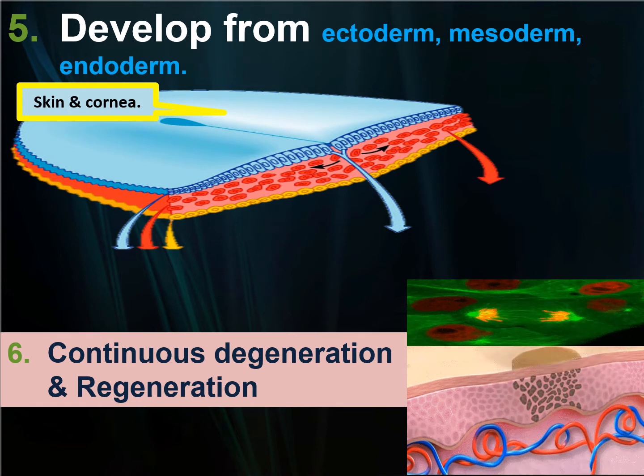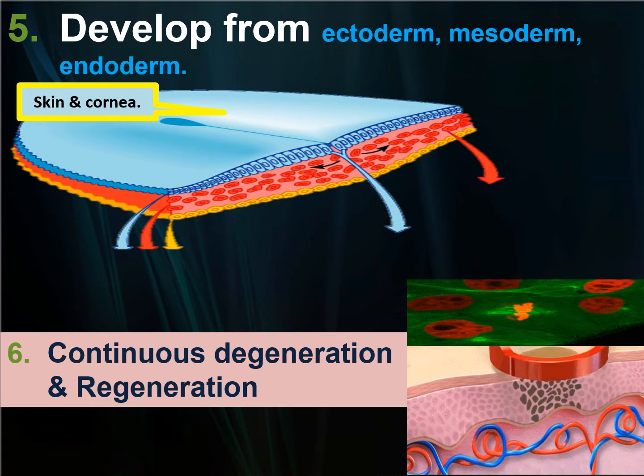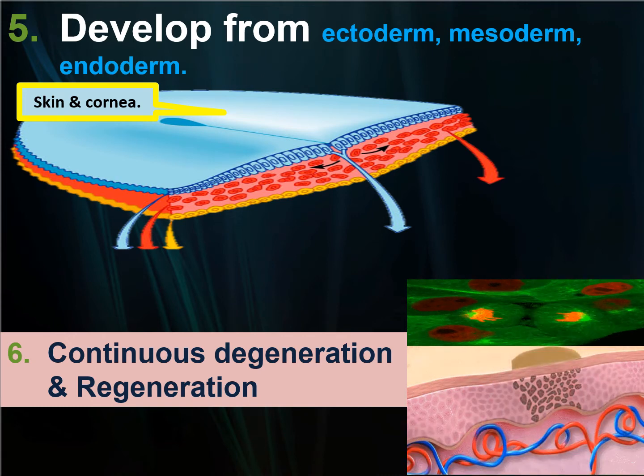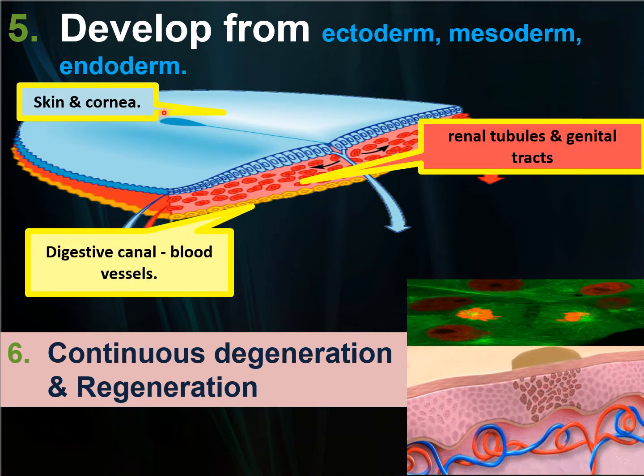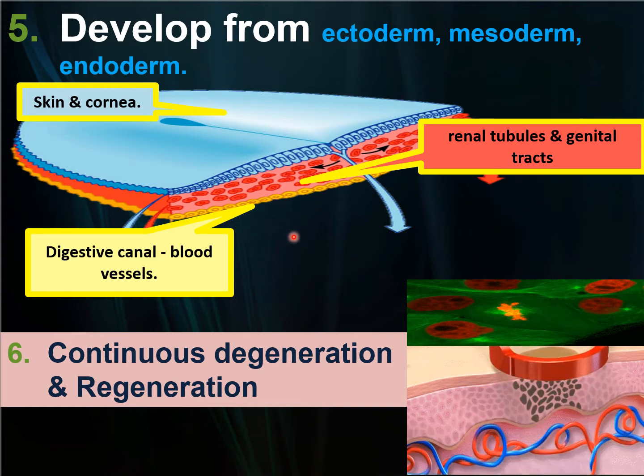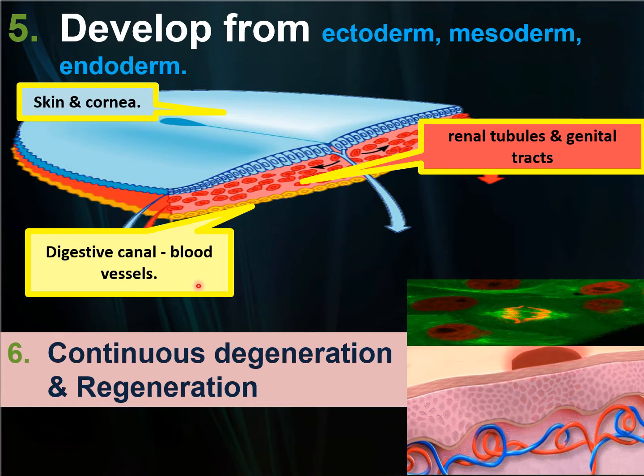The fifth character for the epithelium is that it develops from ectoderm, mesoderm, and endoderm. The ectoderm will give to us the skin and the cornea. The mesoderm will give to us renal tubules and genital tract. For the endoderm, it gives to us digestive canals and blood vessels. Also, the epithelial cells have a very important character which is continuous degeneration and regeneration. They can regenerate themselves by the stem cells present inside them.